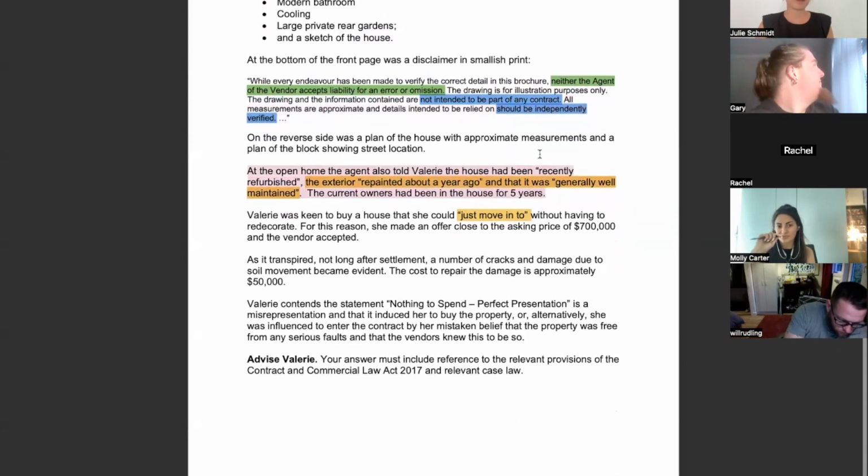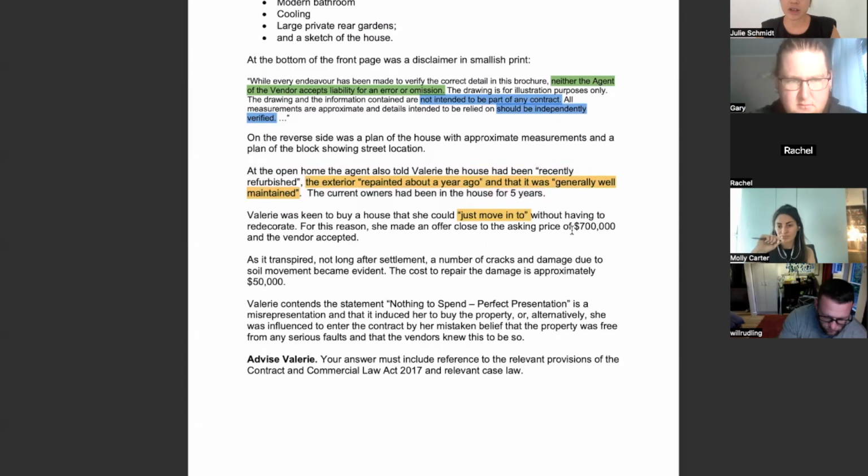At the open home, she also asks the agent about the house, and the agent said it's been recently refurbished. The exterior was painted a year ago, and it's generally well maintained. So she bought the house, and then upon moving in, she realizes there are cracks. So, good old leaky buildings in New Zealand, and it costs 50K to repair.